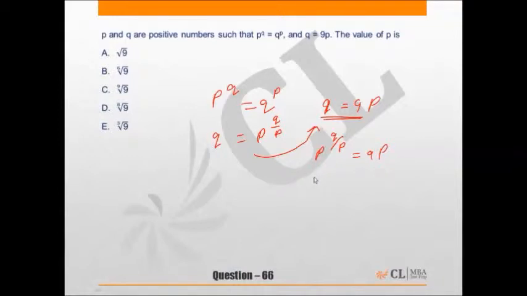From where we get P raised to power 9 equals 9P, as Q by P is equal to 9. This can be written as P raised to power 9 minus 9P, which in turn can be written as P into P raised to power 8 minus 9 equals 0. Either P can be 0 or P raised to power 8 equals 9, but P cannot be 0 as P and Q are positive integers, or rather positive real numbers.